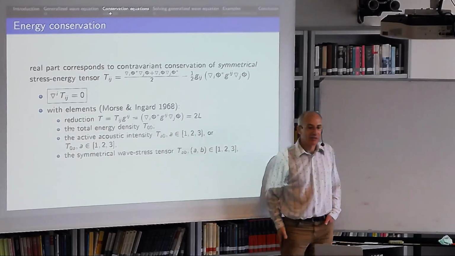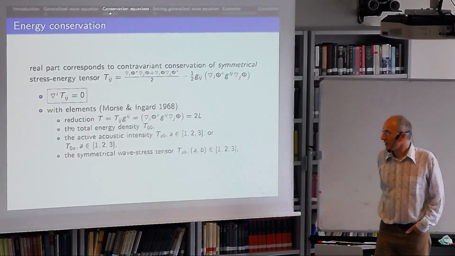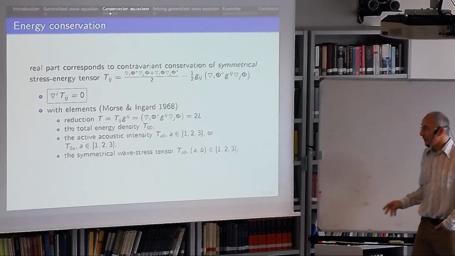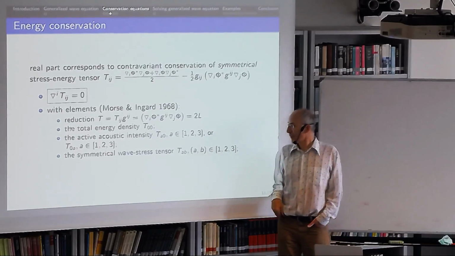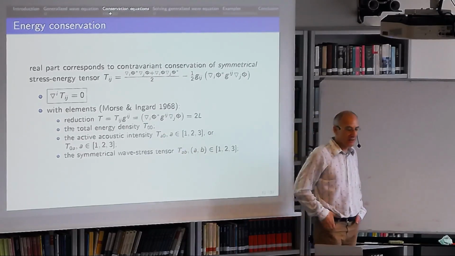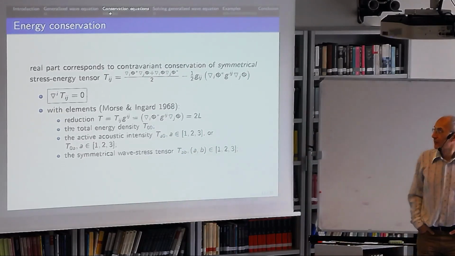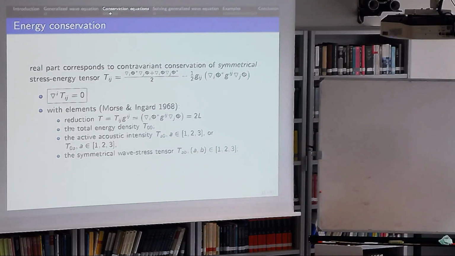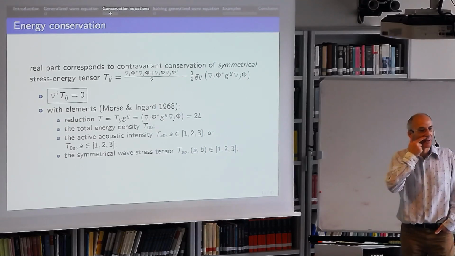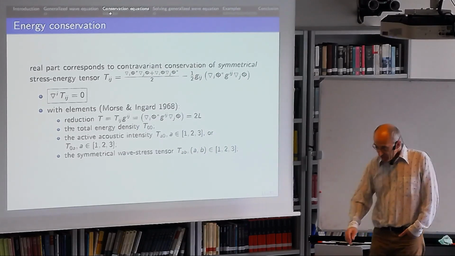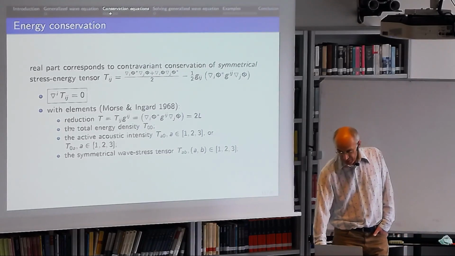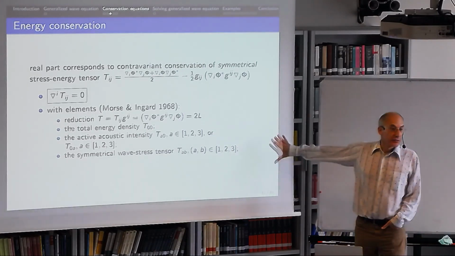Or reciprocally, because it's a symmetrical tensor, on the first column. And the rest of the elements, where a and b take the value 1, 2, or 3, are called wave stress. It's called the wave stress tensor by Morse and Ingard. I don't know where they got the idea of wave stress from, but I think it's because it looks like a stress tensor in vibration or something like that. They do not give any account of it, and they never used it for anything.